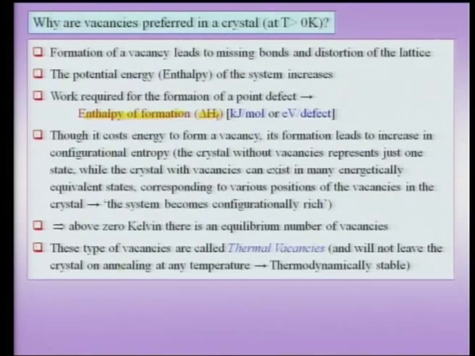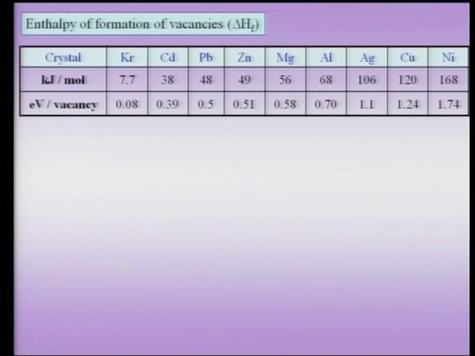And this enthalpy of formation, typically for various pure metals, for instance, is of the order of between about 0.08, as low as 0.08, to about 1.74, which is for nickel, electron volt per vacancy. That means of course it can vary over an order of magnitude or more, and therefore delta HF can take various values, but nevertheless what it tells me is that there is a certain cost of putting vacancies in my crystal in terms of its energy, and this energy I am talking of course in terms of enthalpy.